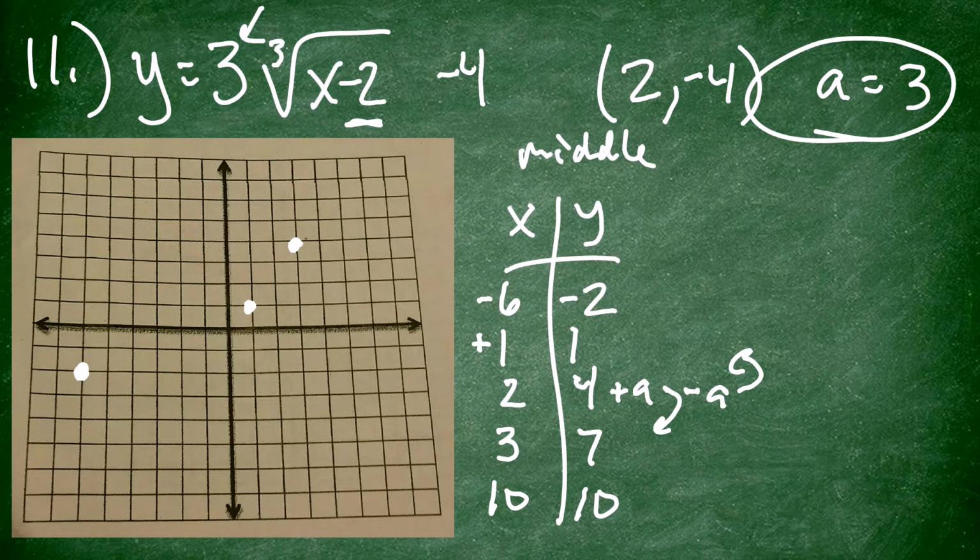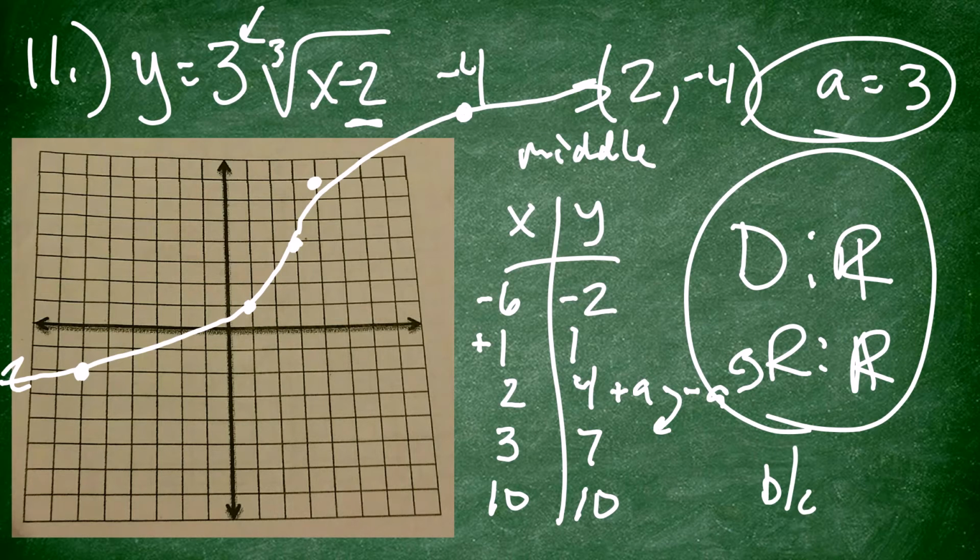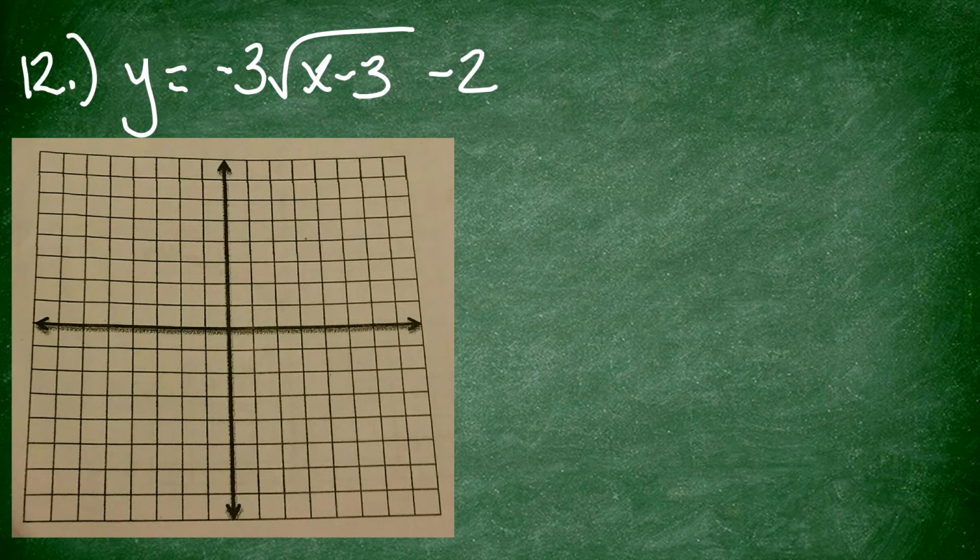I have 3, up to 7. And then we have 10, right around there. Or it makes a nice little S. If yours doesn't make an S, then you're making a mistake there. Once again, domain and range is really easy because it's a cube root. I don't do any thinking. Because it's a cube root, it's always all the reals. There's nothing that's ever going to change from there. And that's it for 11.